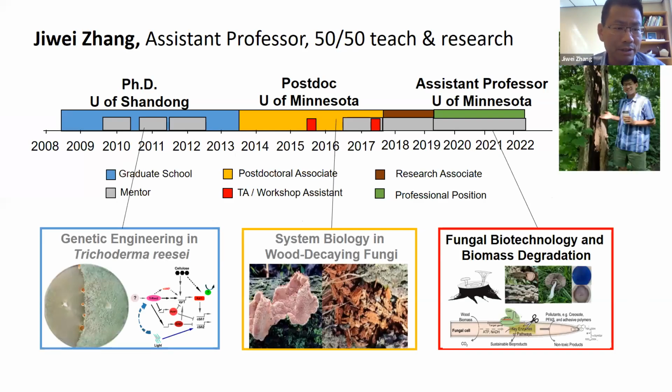So my name is Jiwei Zhang, and I'm an assistant professor at the Department of Bioproducts and Biosystems Engineering, which is at the St. Paul campus. I got my PhD in microbiology in China at Shandong University, and then I joined a lab here to continue my postdoc training. My advisor's name is Jonathan Schilling.